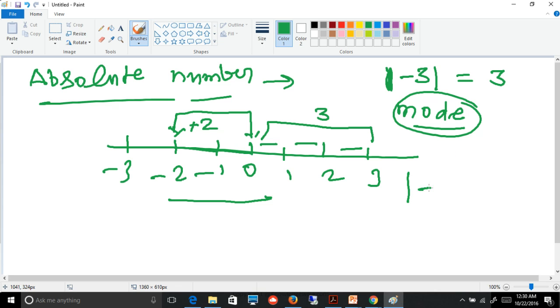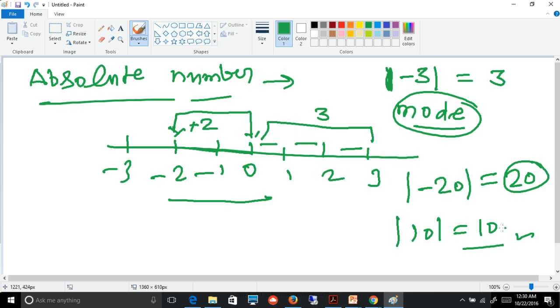You can also see some more examples, like mod of 20. So mod of 20 is also 20, and the mod of 10 is just 10. So this is just the distance from 0. Whenever we say mod 3, mod 3 is nothing but the distance from 0 to here. That is called absolute number. Like minus 20 will be somewhere here; we can count, so it will be 20. So absolute number is nothing but the distance of that number from 0, and it is always positive.